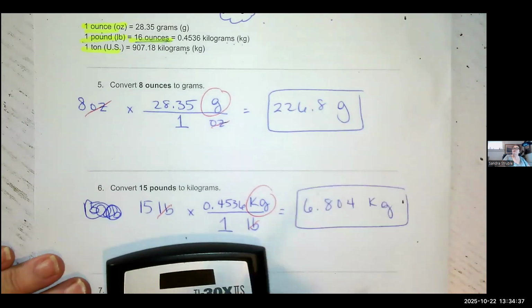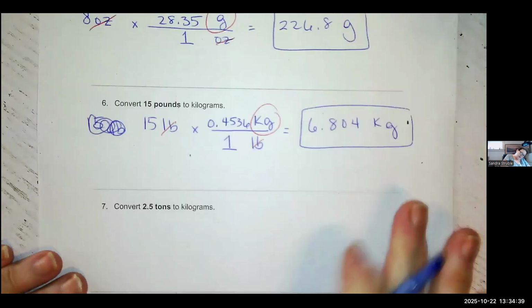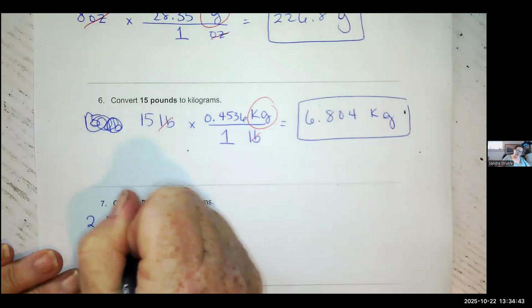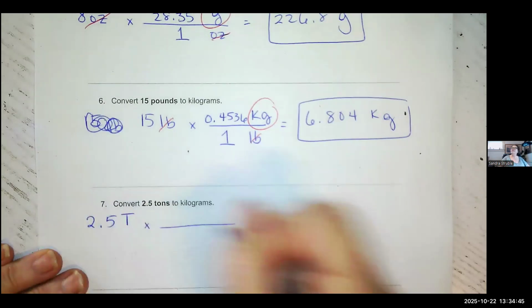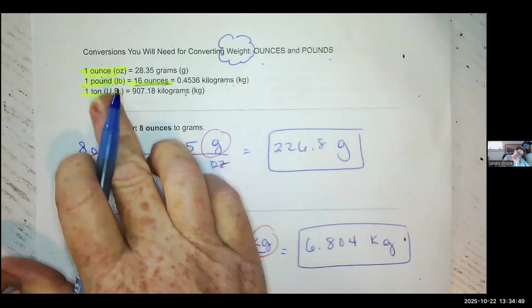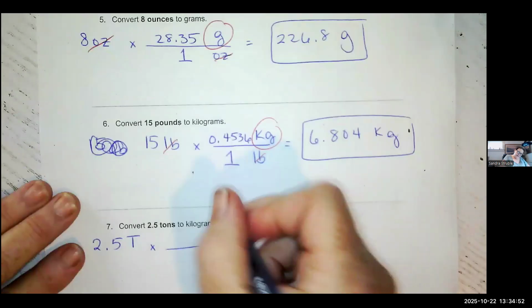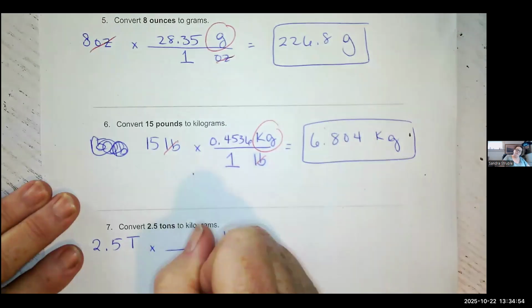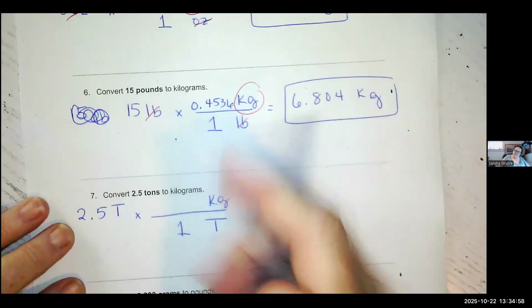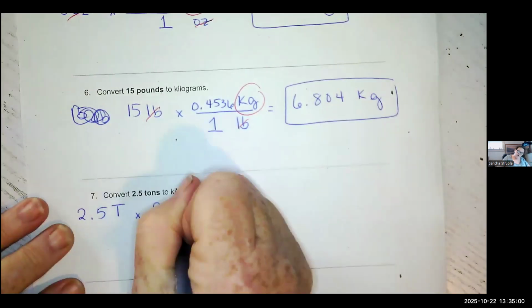The next one is 2.5 tons to kilograms. I'm just going to start with the 2.5 tons since I know that that's my starting unit. I'm going to get rid of tons. Can I go straight from tons to kilograms? Tons to kilograms, I sure can. So 1 ton is the same thing as 907.18 kilograms. Multiplying straight across, my tons are gone.